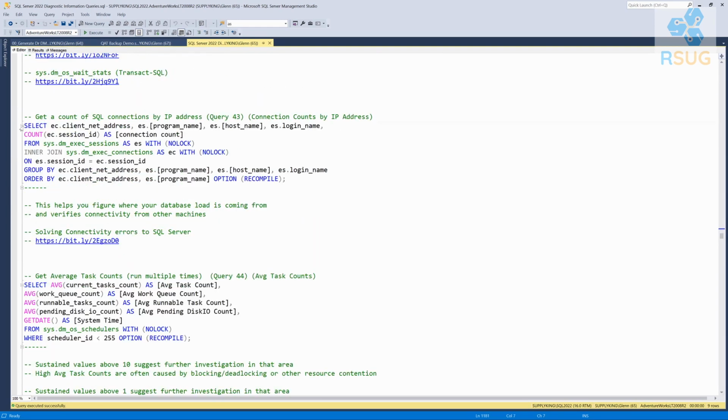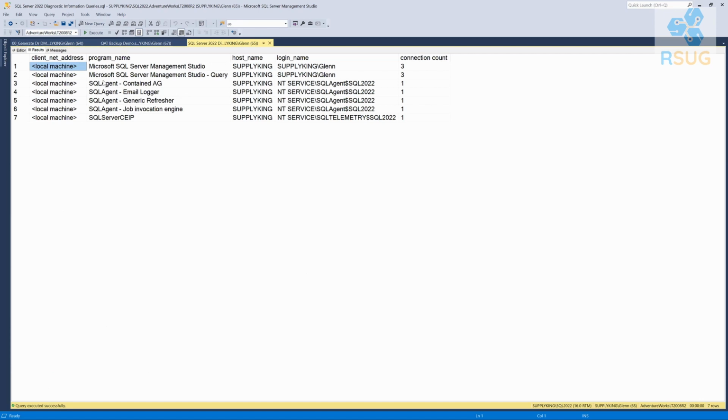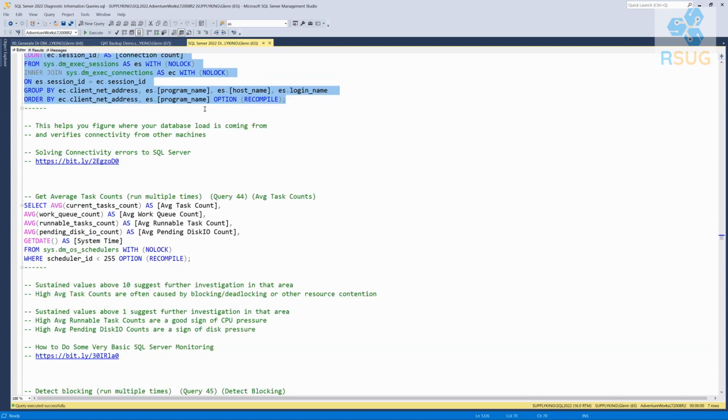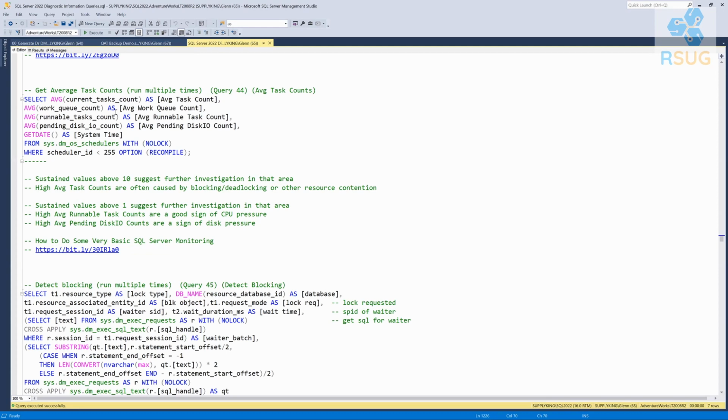All right, the next thing is not that interesting on my workstation. This shows you all the connections by IP address, and these are all local connections. But in real life, this would show you all the different machines that are connecting to your instance and how many connections they have. And this sort of helps you judge your workload a little bit and see if it's normal or not compared to what it normally is.